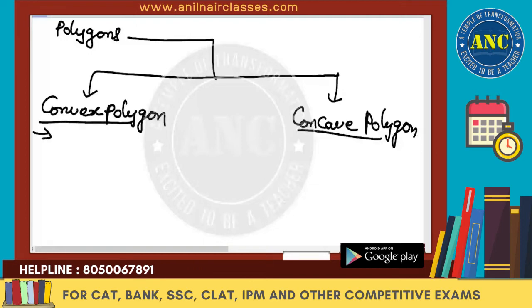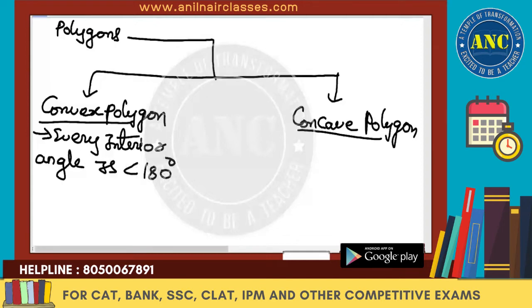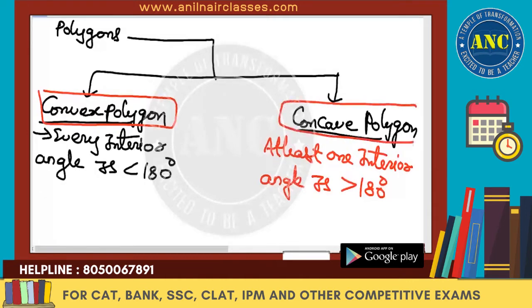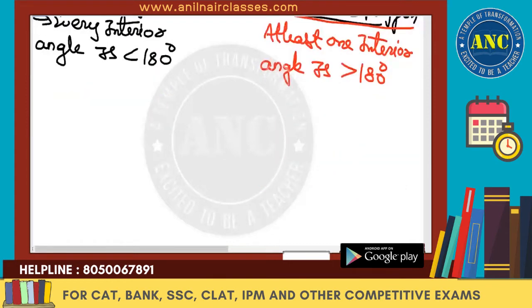Convex polygon: every interior angle is less than 180 degrees. Concave polygon: at least one interior angle is greater than 180 degrees. A convex polygon is a polygon where every interior angle is less than 180 degrees. A concave polygon is a polygon where at least one interior angle is greater than 180 degrees. This is the definition based on angles.